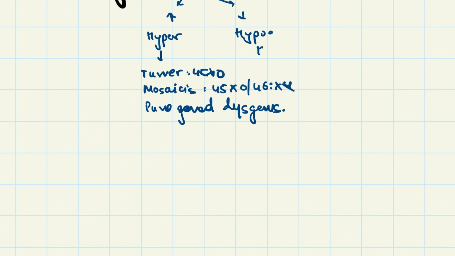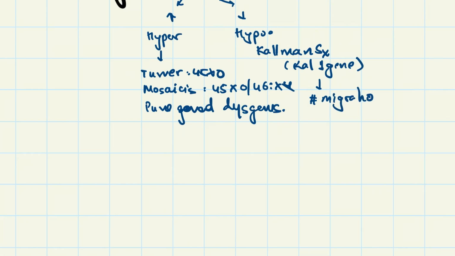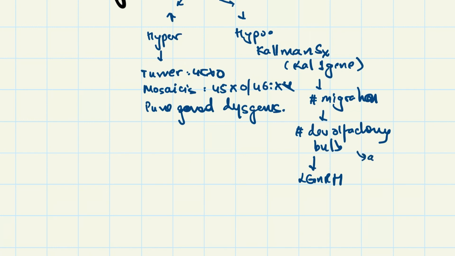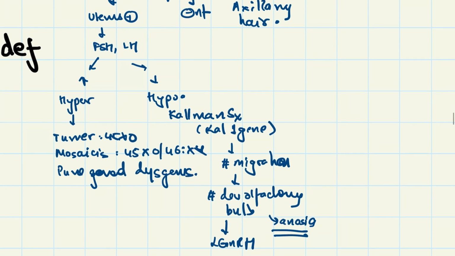An example of hypogonadotrophic hypogonadism is Kallmann syndrome, where there is involvement of the KAL1 gene that leads to defective migration of the neuronal cells, causing defective development of the olfactory bulb, leading to decrease in GnRH and subsequently decrease in LH, FSH and testosterone. It is also associated with anosmia due to defective olfactory bulb development.